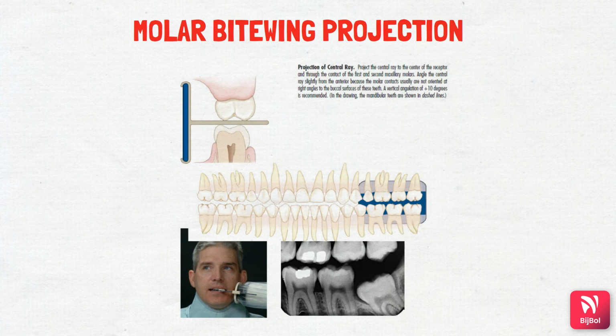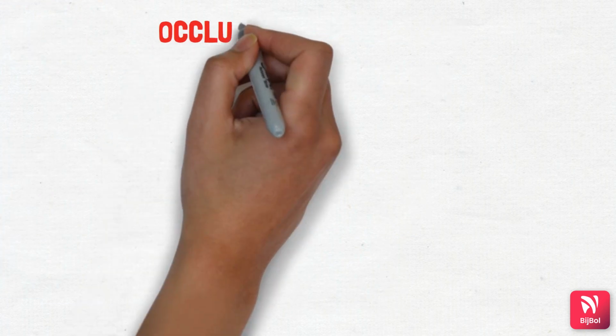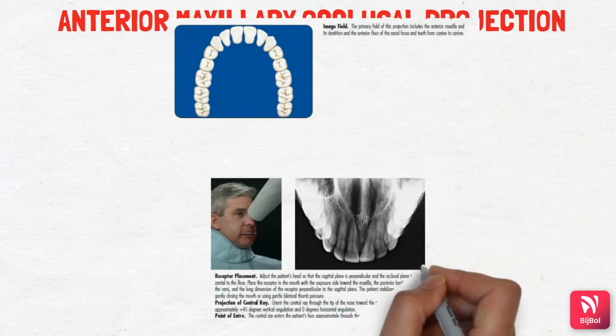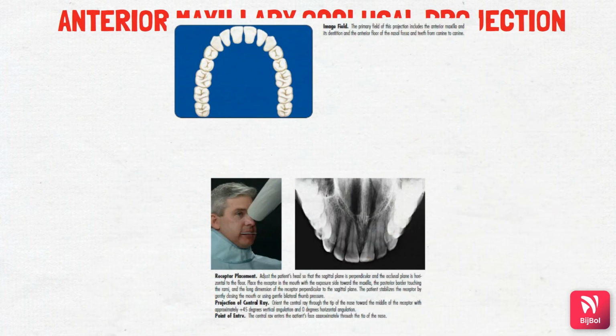With this, we will move next to looking into the occlusal projection, where firstly we will discuss anterior maxillary occlusal projection. Adjust the patient's head so that the sagittal plane is perpendicular and the occlusal plane is horizontal to the floor. Now place the receptor in the mouth with the exposure side towards the maxilla, the posterior border touching the rami of the mandible and the long dimension of the receptor perpendicular to the sagittal plane. Ask the patient to stabilize the receptor by gently closing the mouth or gently biting with thumb pressure.